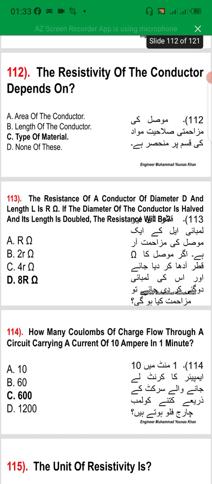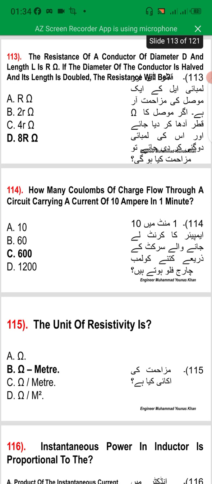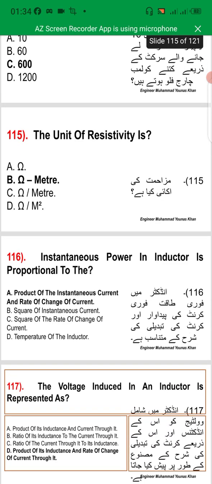The resistance of a conductor of diameter d and length L is R ohm. If the diameter of the conductor is halved and its length is doubled, the resistance will be 8R ohm. How many coulombs of charge flow through a circuit carrying a current of 10 ampere in 1 minute? 600 coulomb. The unit of resistivity is ohm meter.